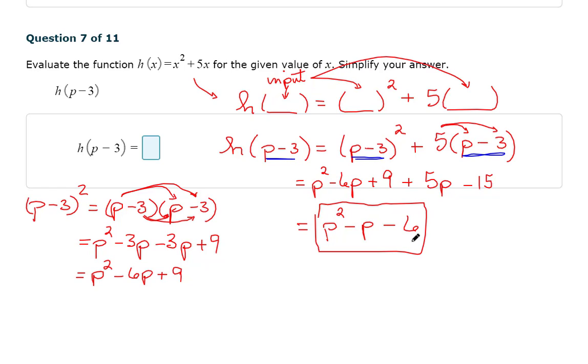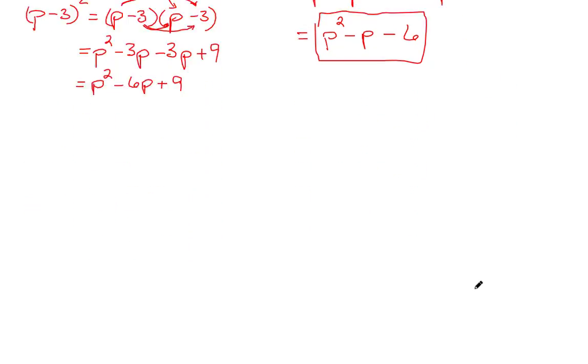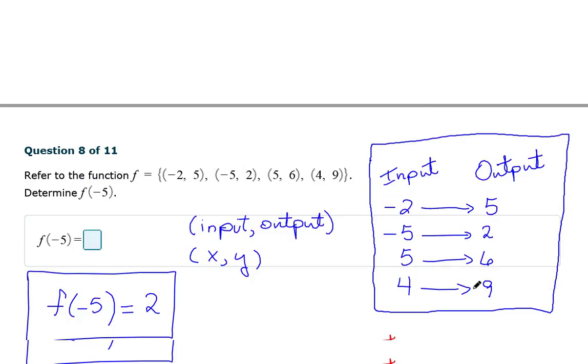So the way to prevent getting lost is replace the x with a blank and then you'll know exactly how to fill in whatever input they ask you to figure out. All right.